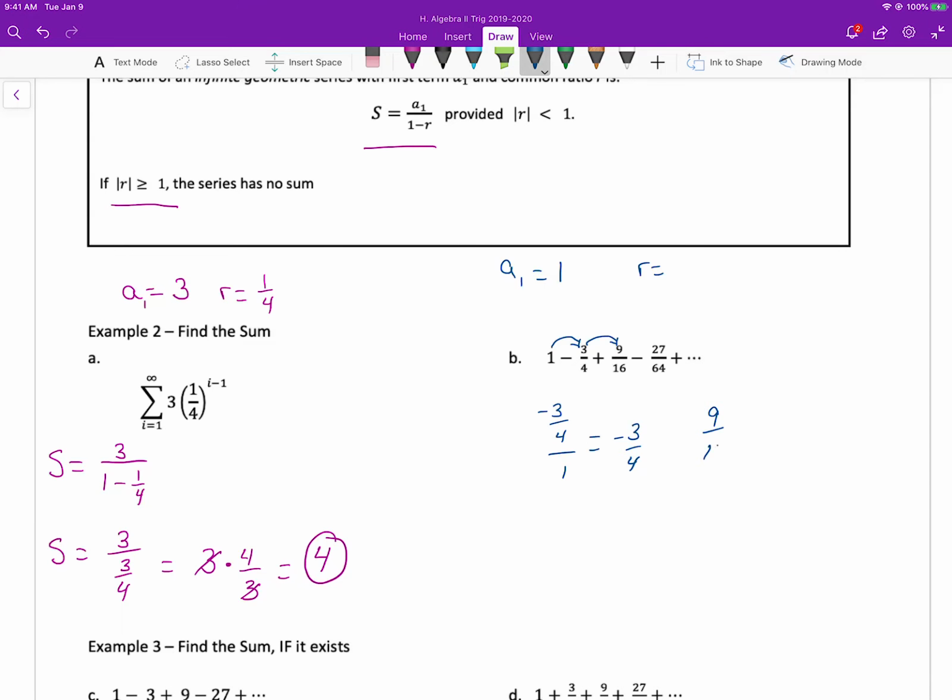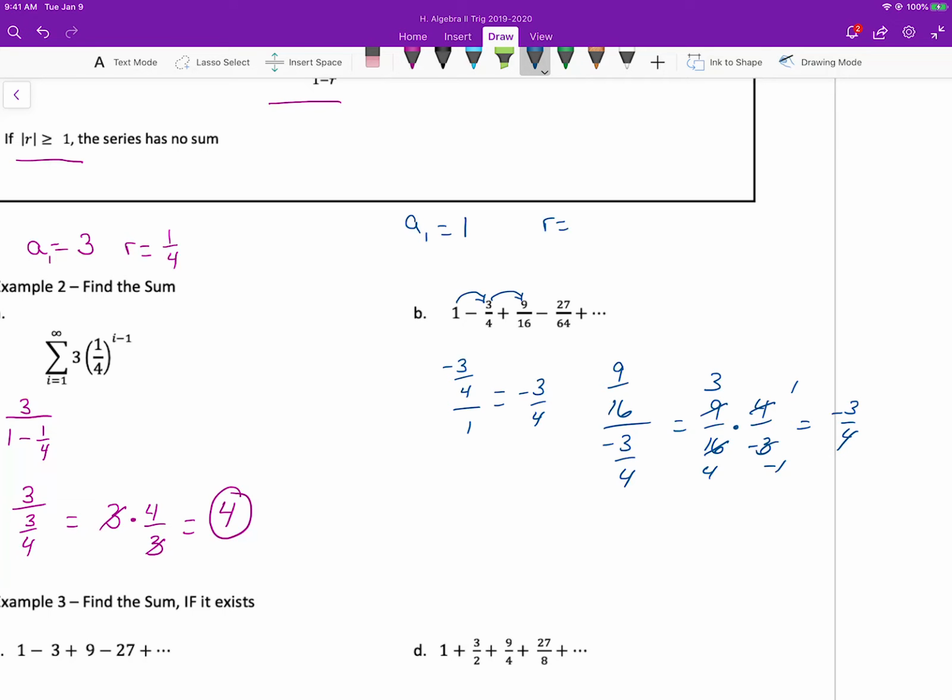So 9/16 divided by -3/4 will give us 9/16 times 4 over -3. When we divide by a fraction, we multiply by the reciprocal. 1, 4, -1, 3, and we get -3/4. And if you check all of these, your common ratio will be -3/4. From here, we're going to use the same formula.